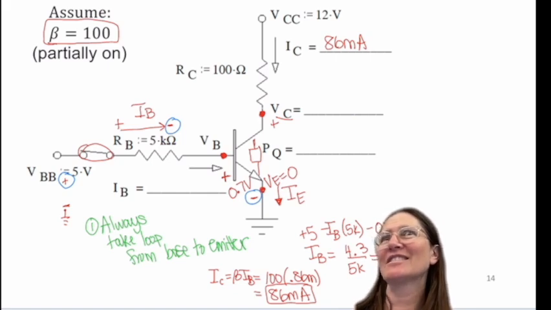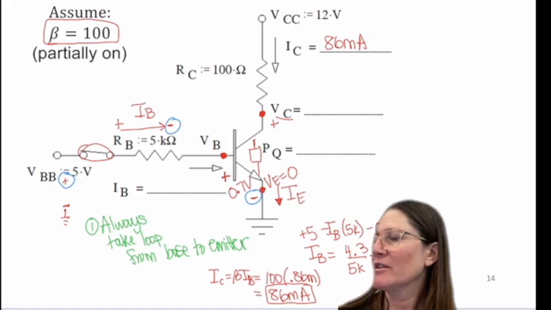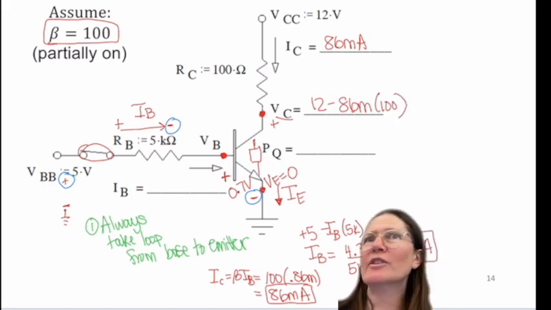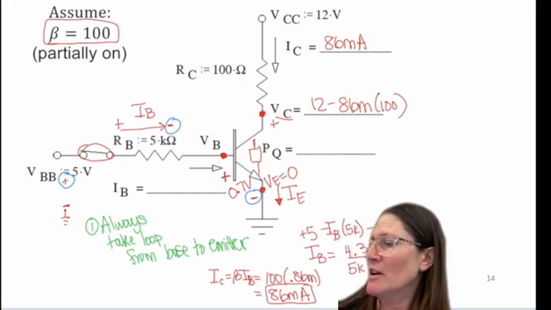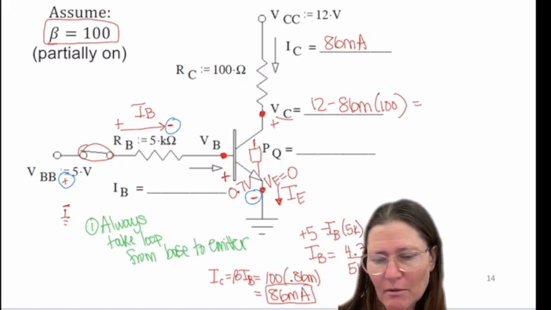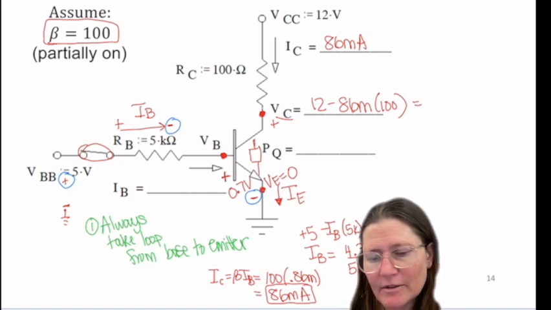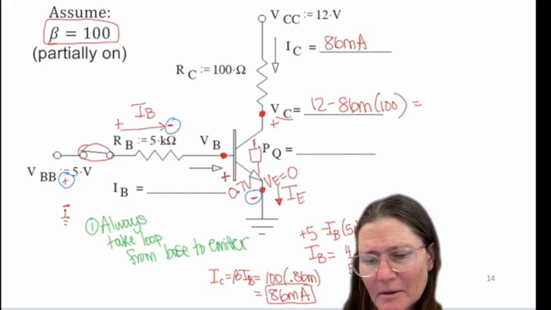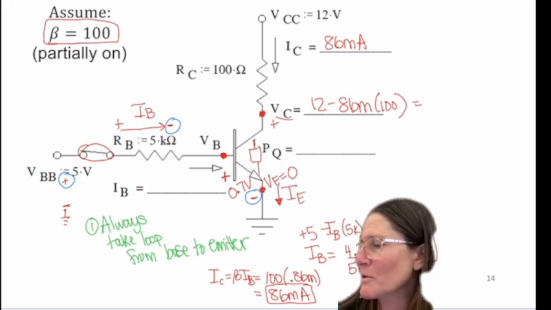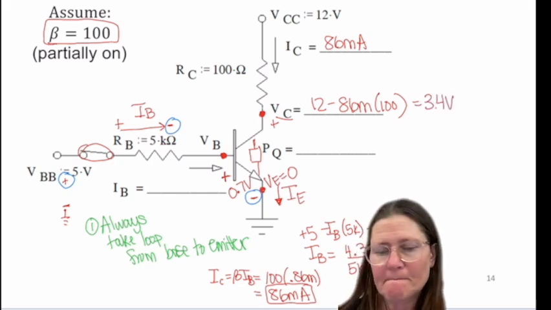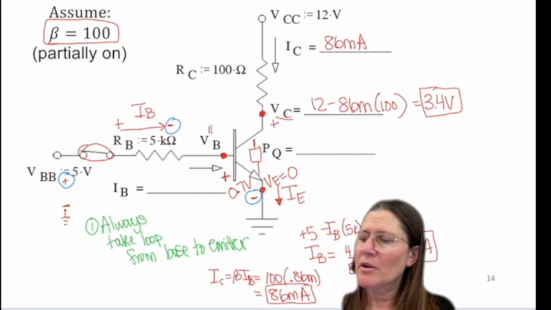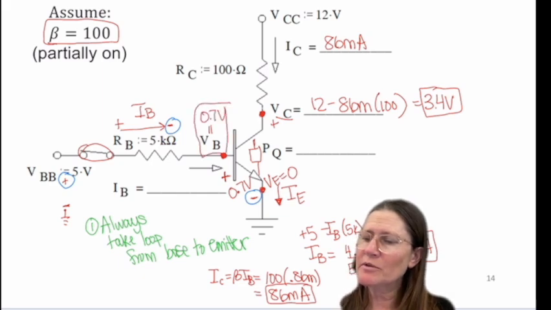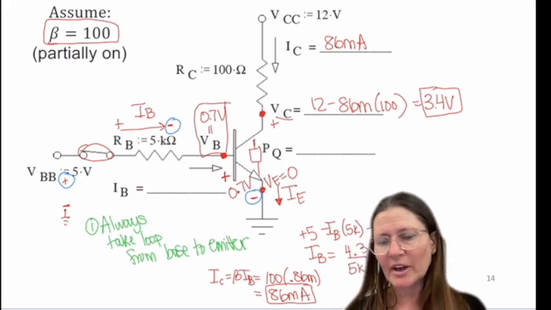Anyone? Go for it. 64 minus 86, 700. Thank you. Or 86 minus. Yep. So you just take 12 minus the drop across the RC, which is 86 milli times 100. And so this ends up being... 22, wait, no, wrong one. Where's VC? 3.4 volts. There we go. VB is 0.7 volts because we set it to be that value.